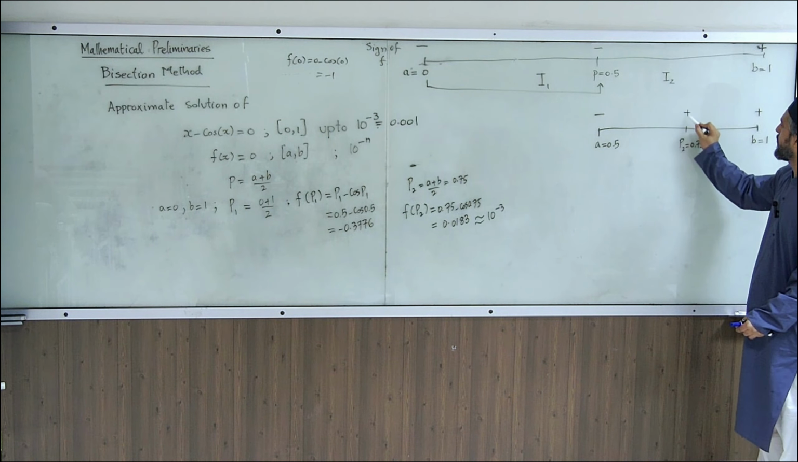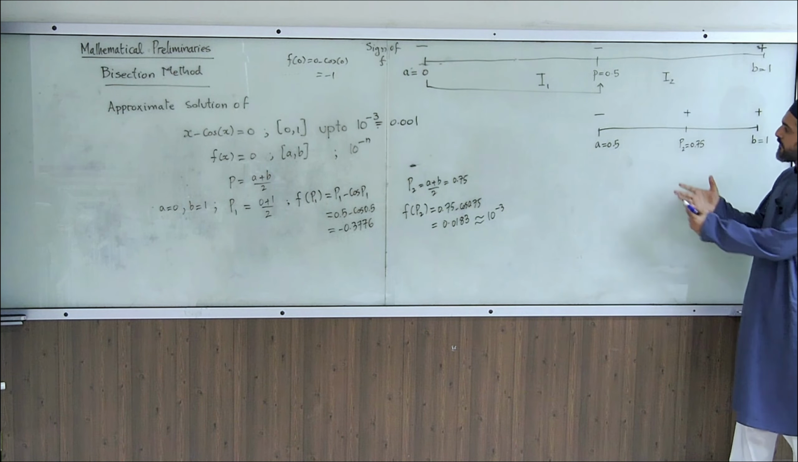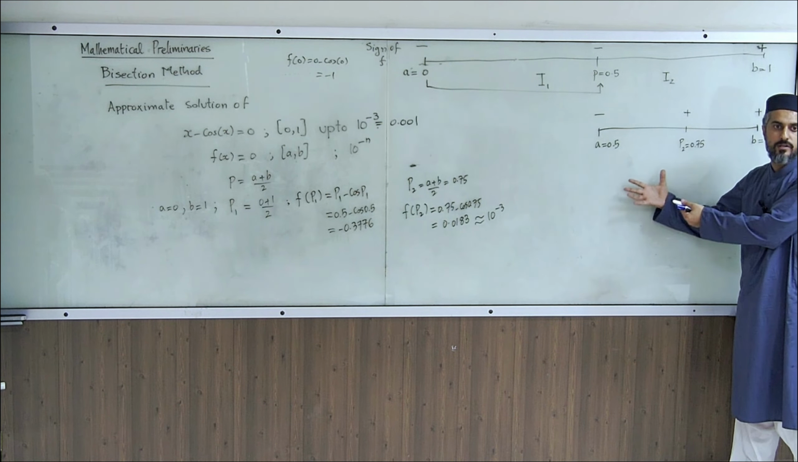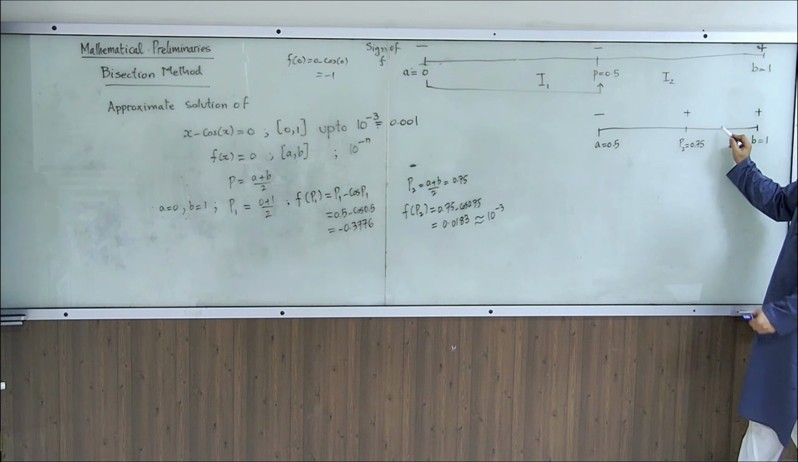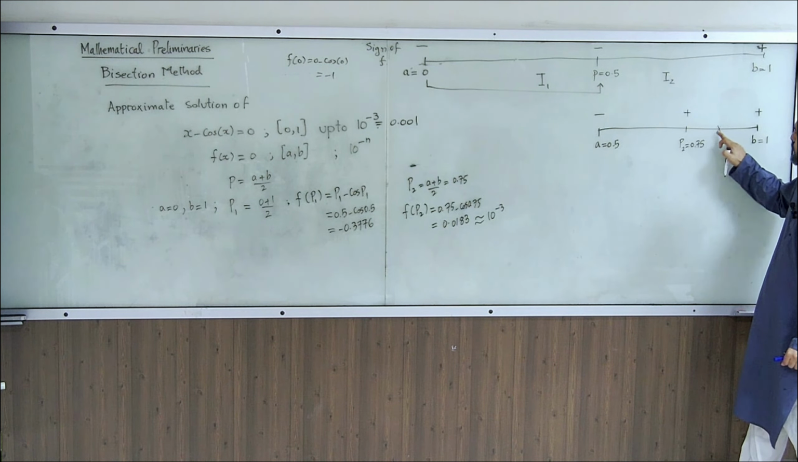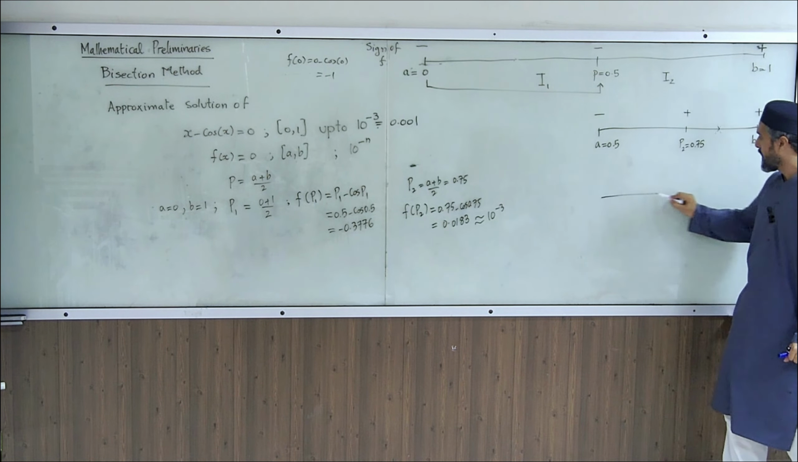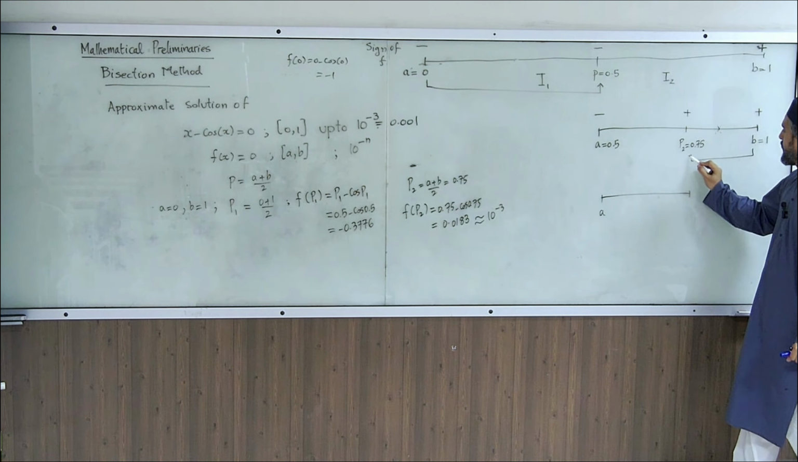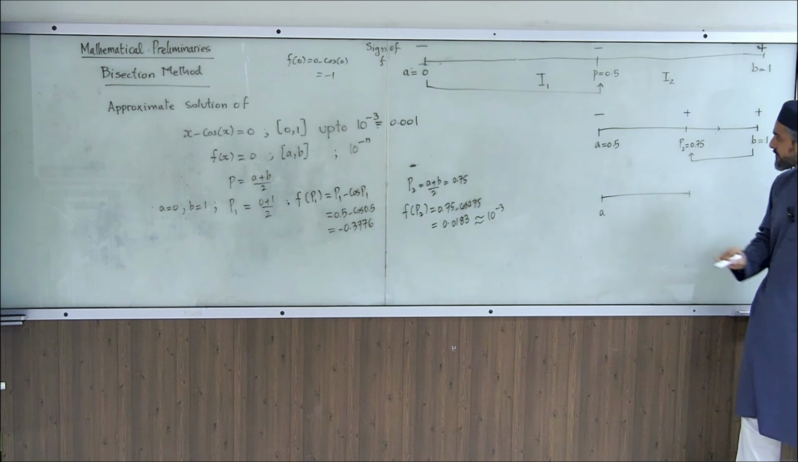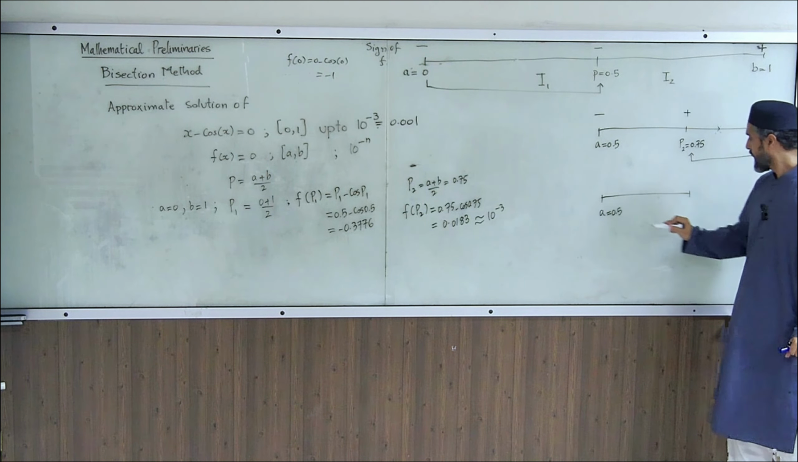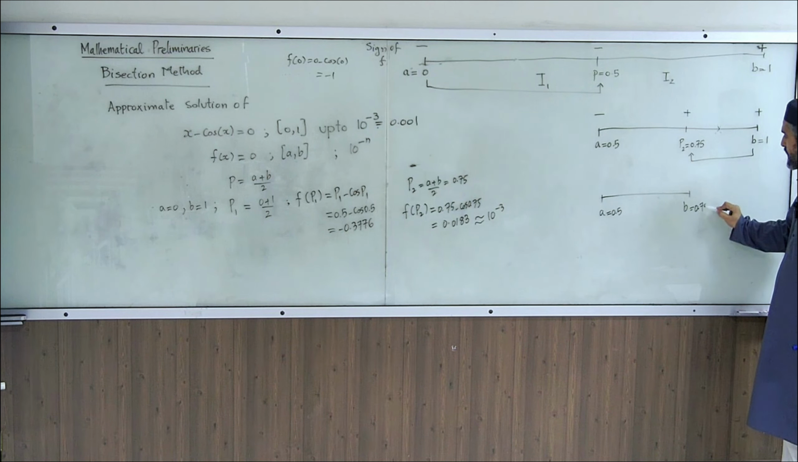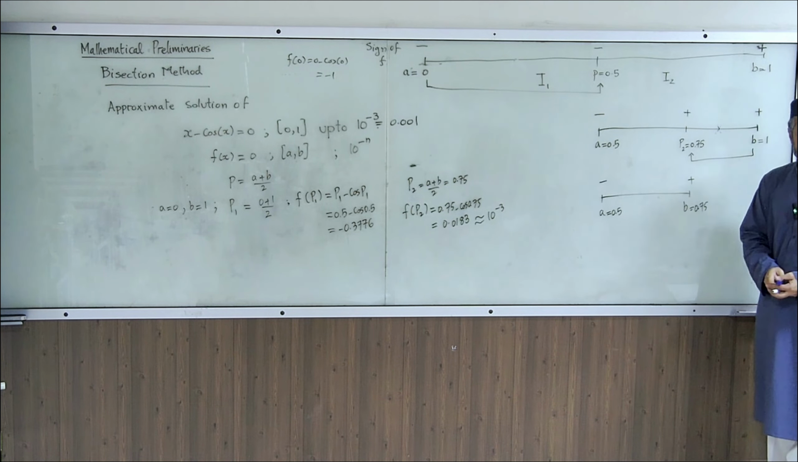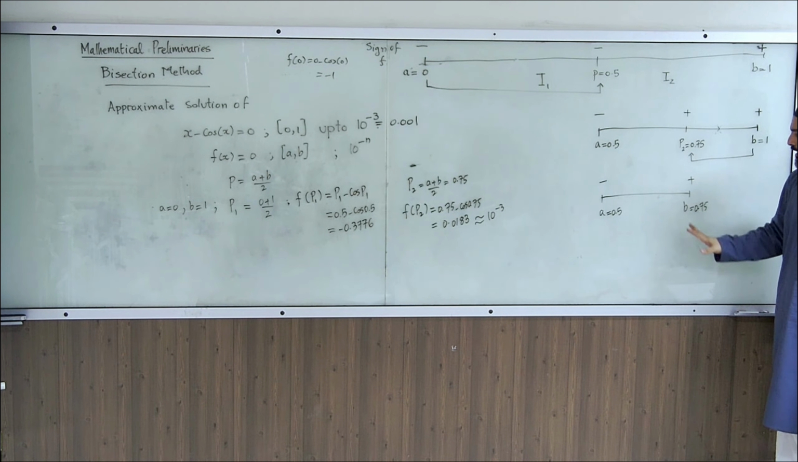It was positive. Now we have a left subinterval and a right subinterval, and the solution lies in the left one. So it means I don't need this portion right now. Which variable is going to travel? B will travel from this position to this position. So now B is 0.75. At B we have a sign positive, at A we have a sign negative. So we got this portion.